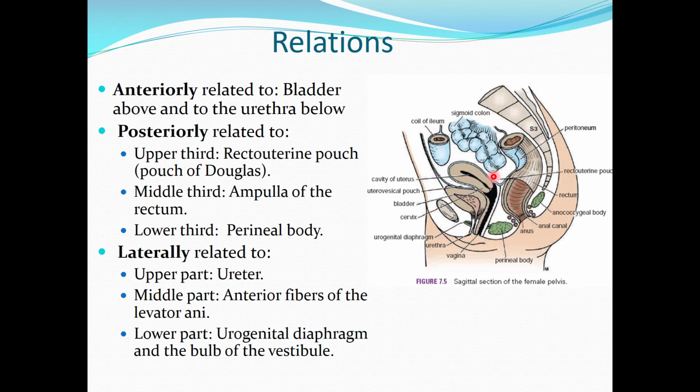Laterally we can imagine that there will be the ureter which will enter the urinary bladder. So the upper part of the vagina will be related to the ureter. The middle part is related to the anterior part of the levator ani muscles, and the lower part is related with the urogenital diaphragm and the bulb of the vestibule.